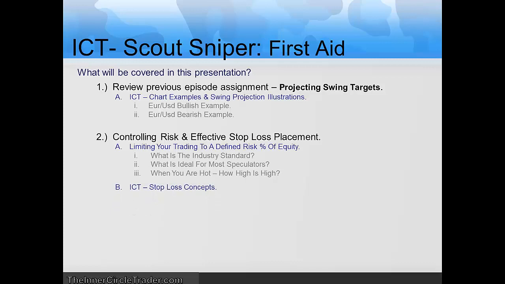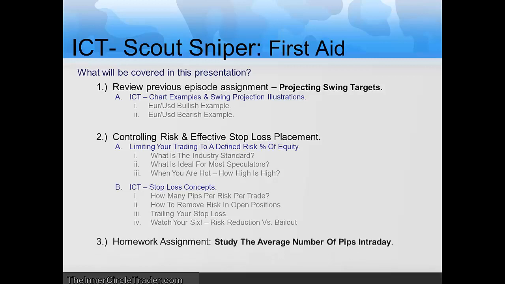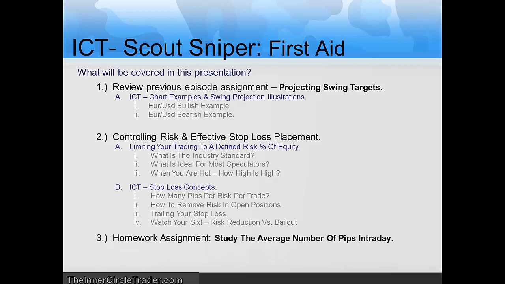And we're going to be looking at stop loss concepts and how many pips of risk per trade. I get this a lot in email. And how to remove risk in open positions, trailing your stop loss, and watching your six. We're going to be looking at risk reduction versus bailout. And we'll have another homework assignment. We're going to be studying the average number of pips intraday.